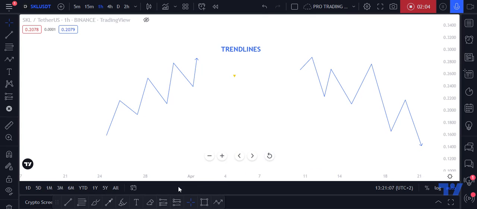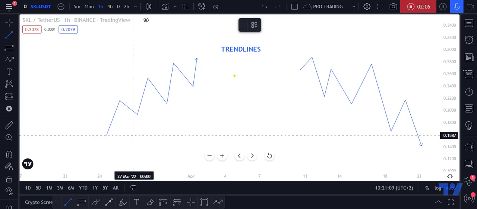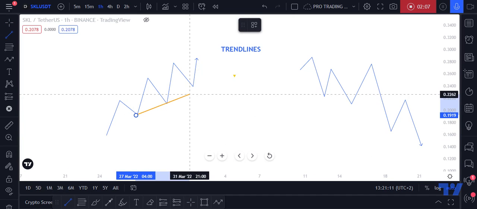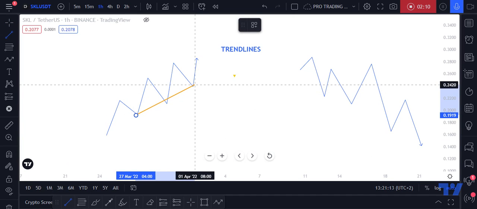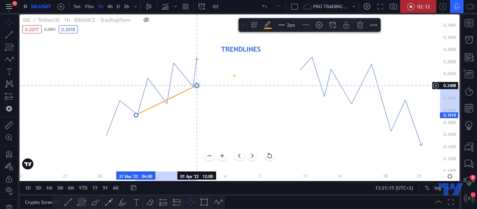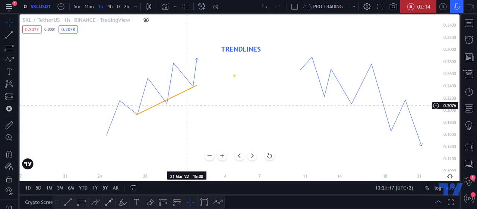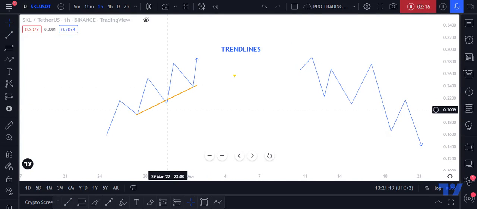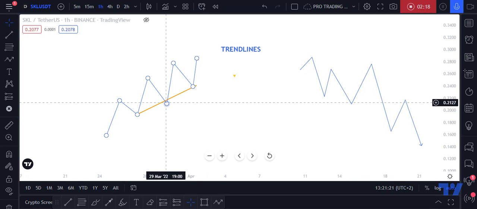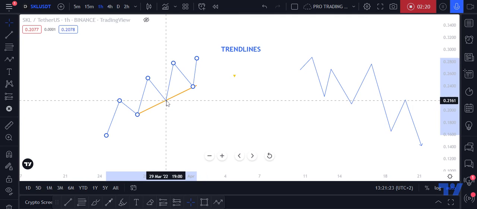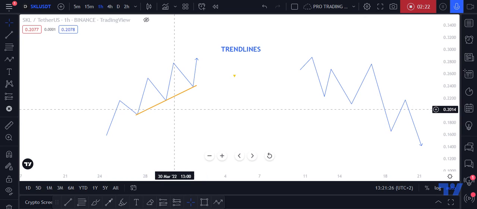Meaning I can draw my trend line here. I connect the swing lows, the higher lows, isn't it? I connect these swing lows, and they show me the trend of the market, or the direction of the market.